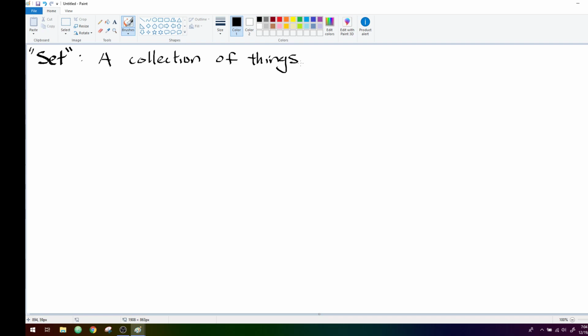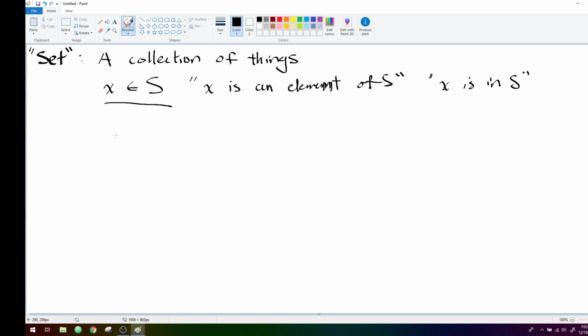In particular, we're going to be concerned with asking about two things within sets. The first one is, given some thing labeled X, we want to ask, is X a member of the set S? If this statement is true, then that means X is an element of S, or rather that X is in S. And so this lets us ask whether or not a given object is in a set.